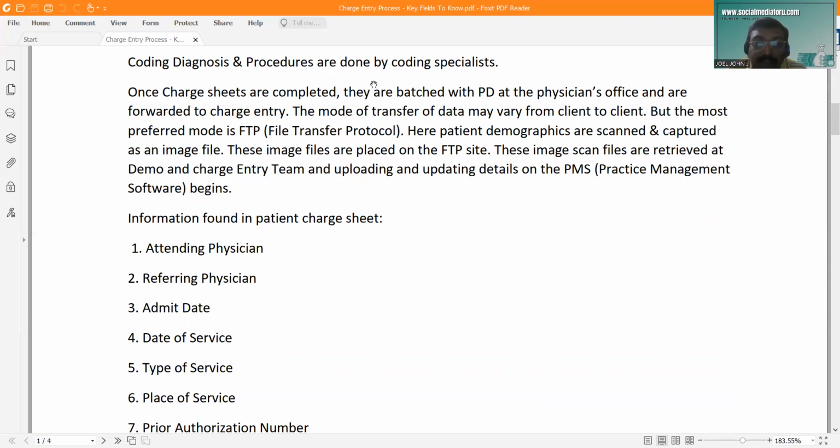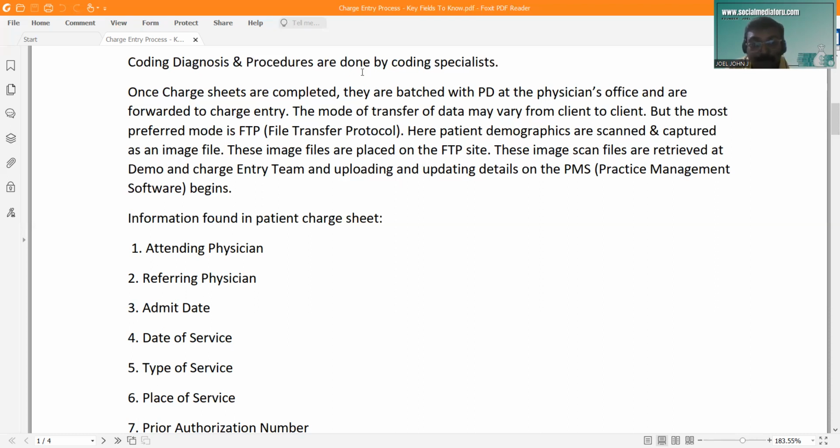Here, patient demographics are scanned and captured as an image file. These image files are placed on the FTP site. These image scan files are retrieved by the demo and charge entry team, and the image files will be uploaded and the details will be captured in the practice management software. This is where the beginning things happen. Mostly the demo entry team will do all this work: getting information, uploading into the PMS, and also uploading the scanned images, diagnostic images, whichever they send.